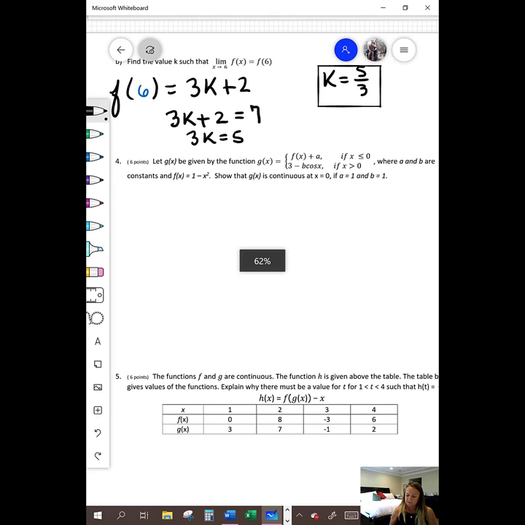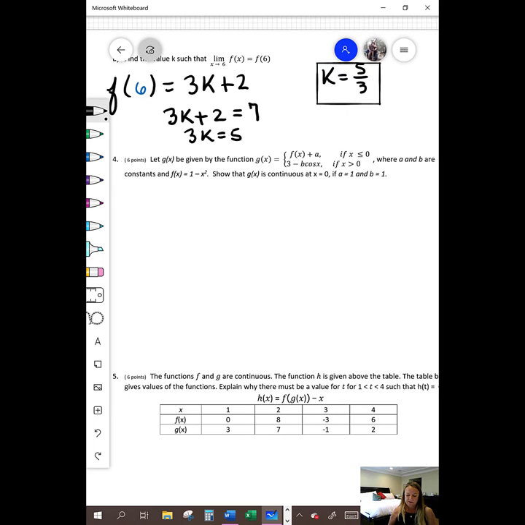Okay, so number 4, let g of x be the given function. G of x is equal to f of x plus a if x is less than or equal to 0, or it's equal to 3 minus b times cosine of x if x is greater than 0, where a and b are constants, and f of x is equal to 1 minus x squared. Show that g of x is continuous at x equals 0 if a equals 1 and b equals 1.